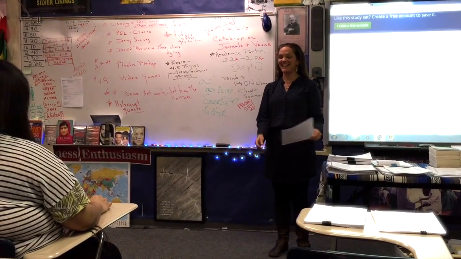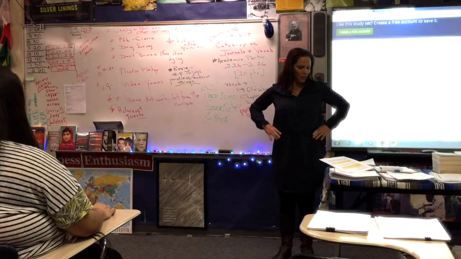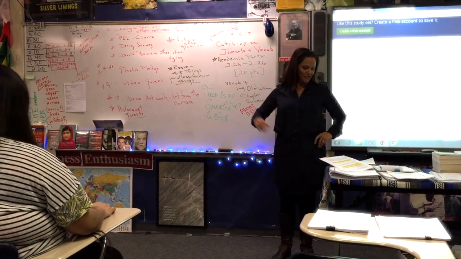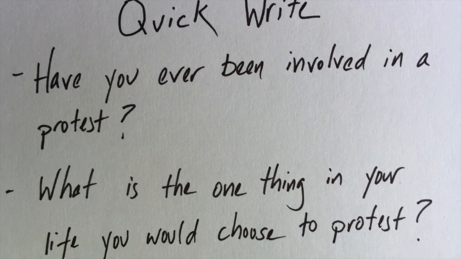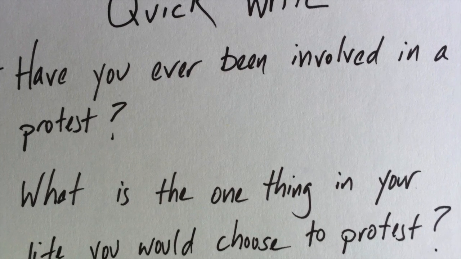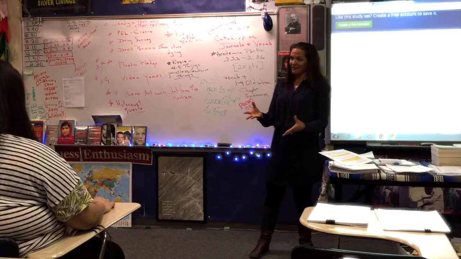Okay. All right, good morning, class. As we discussed yesterday, we're beginning today's class with a quick write, and you will have 5 minutes for this. Your prompt, as you can also see on the whiteboard, is: have you ever been involved in a protest? And what is the one thing in your life right now that you would choose to protest? This can be of major significance or of minor.